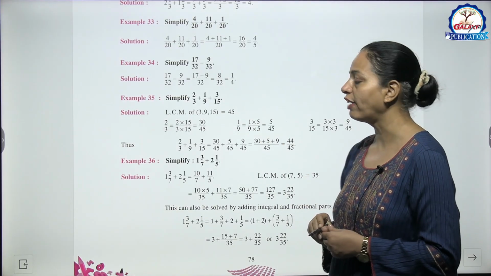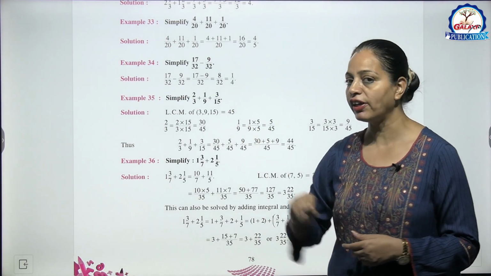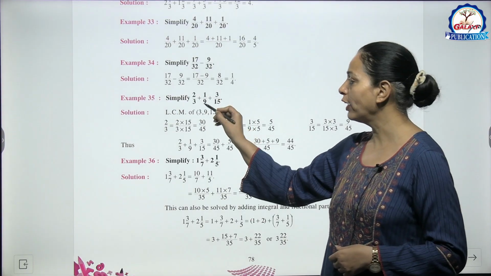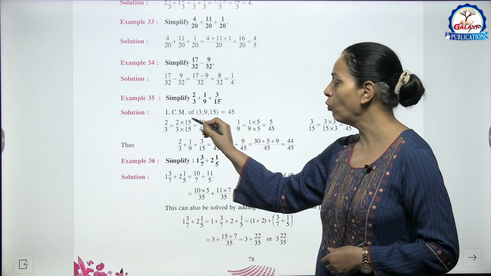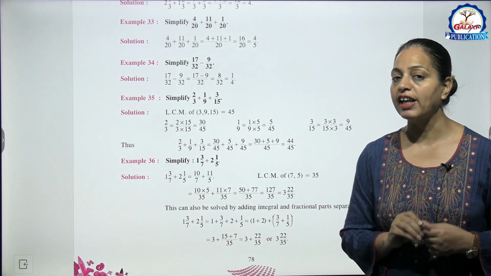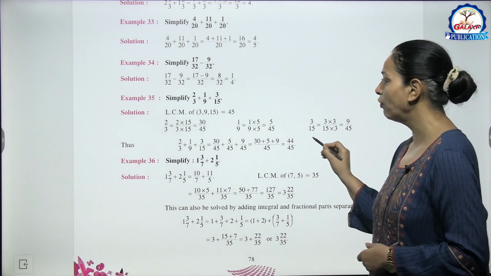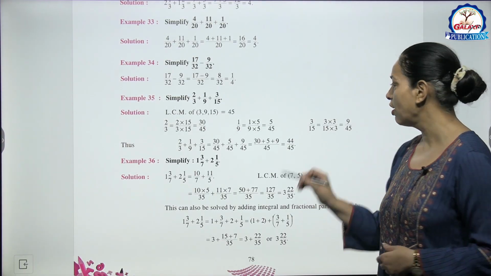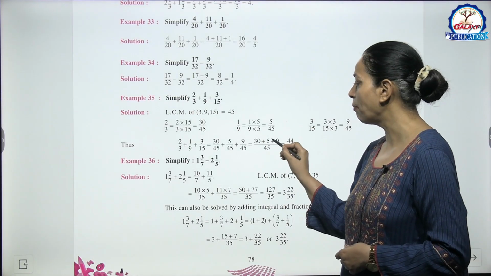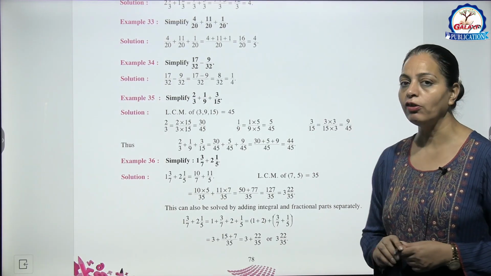Now example 35. Simplify 2 by 3 plus 1 by 9 plus 3 by 15. Unlike fractions हैं. LCM लेंगे denominators का. LCM आ जाएगा 45. So 2 by 3, 3 15s are 45. So 2 15s are, it becomes 30 upon 45. Now second fraction 1 upon 9, 9 5s are 45. So 1 into 5, 5 upon 45. Now the next 3 upon 15, 15 3s are 45, so 3 3s are 9 upon 45. Now add all the numerators, so you will get 30 plus 5 plus 9 upon 45. So the answer is 44 upon 45.